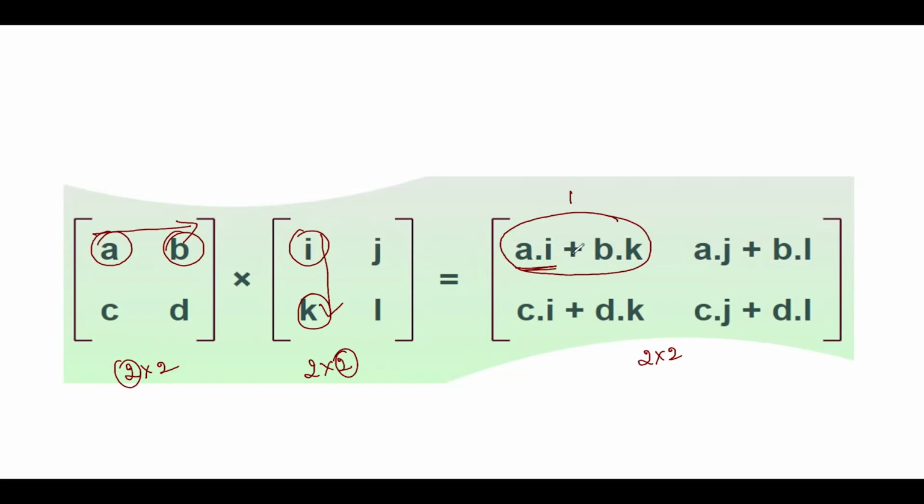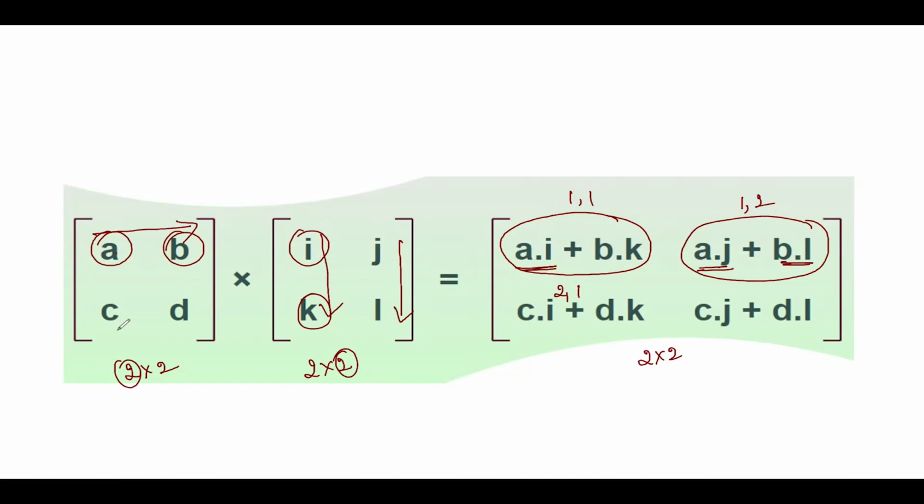What about the second value? The second value is also going to be the first row into the second column. That is A into J plus B into L. So this is my second element. When I say this, this is the first row, first column element, and this is the first row, second column element. Similarly, how do I calculate the second row, first column element?